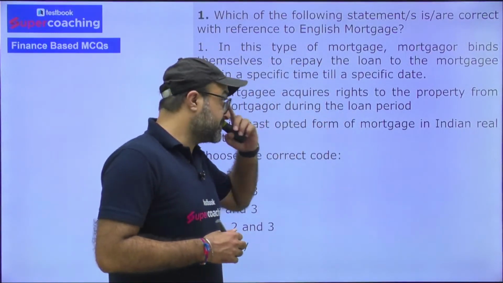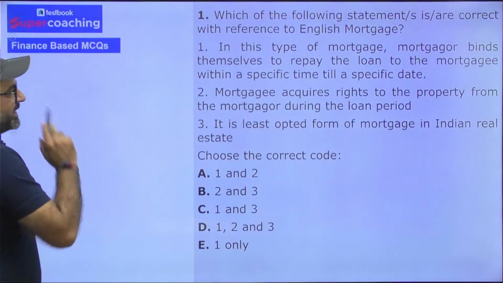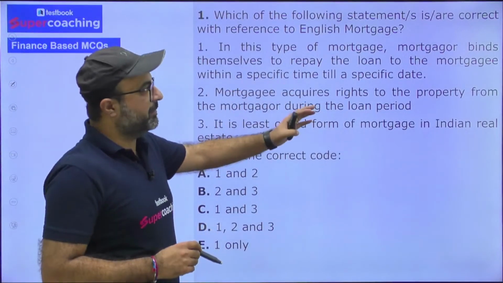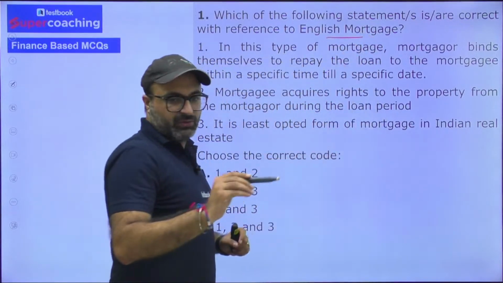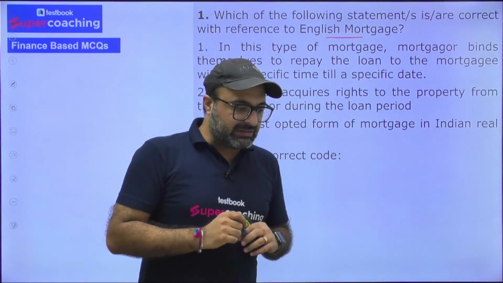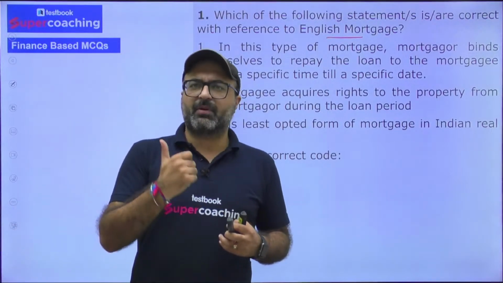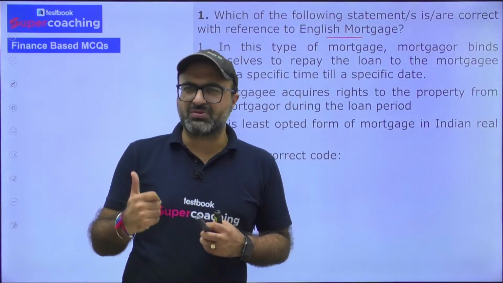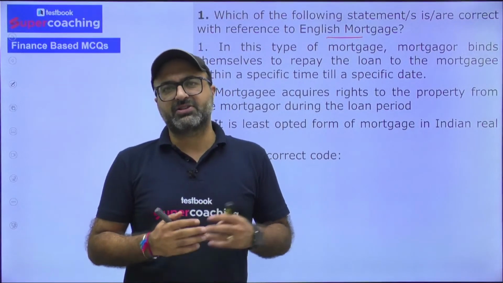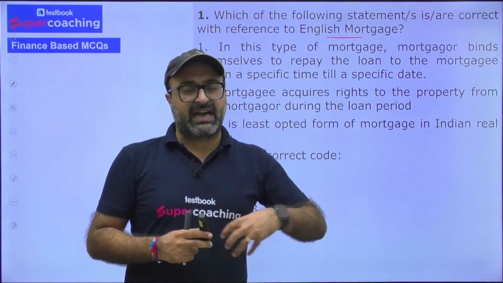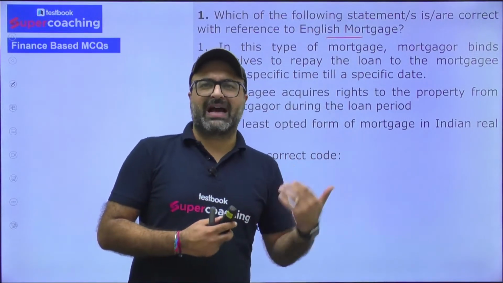I have a first question on the screen. The question talks about mortgage, but which mortgage? That is English mortgage. Which of the following statements is or are correct with reference to English mortgage? I'm pretty sure the majority of students watching this session may not be sure about the term English mortgage. English mortgage is a type of mortgage which allows the borrower to borrow funds by mortgaging, obviously, a fixed asset, but in case of English mortgage, the lender has the power to sell the immovable asset whenever required if the loan has been declared as default.